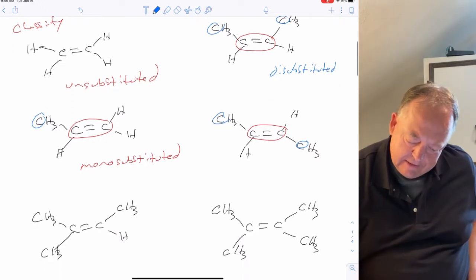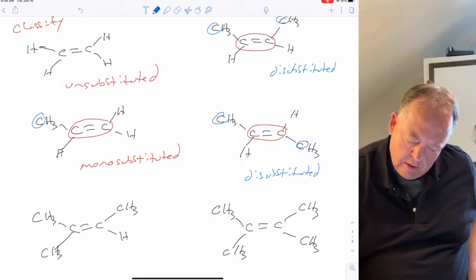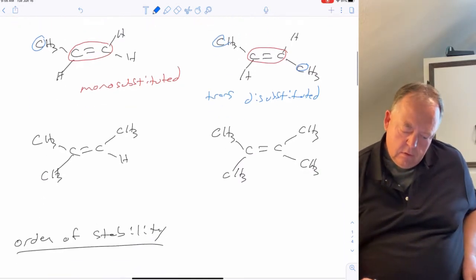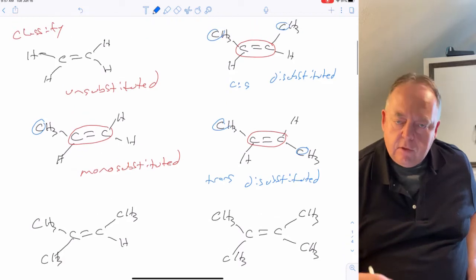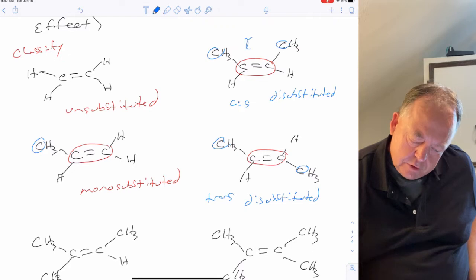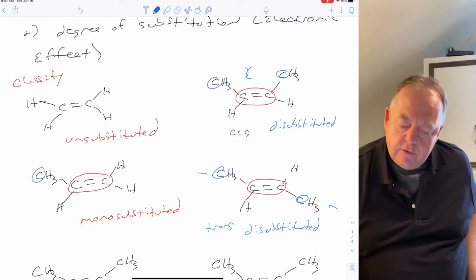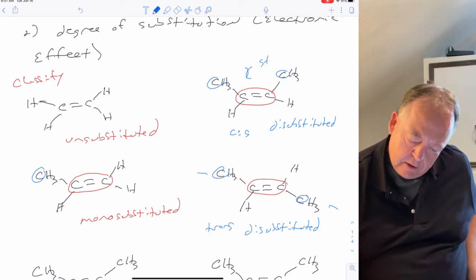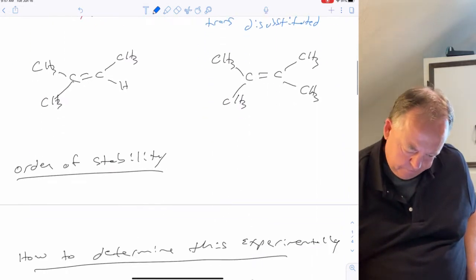Of course, that one is cis, and this would be disubstituted. So this one will be cis, and this one will be trans. And in general, cis double bonds are less stable than trans double bonds because these 2 methyl groups are somewhat close in space, whereas here they're very far from each other in space, so there's some steric strain here. So in general, cis double bonds are less stable than trans double bonds.